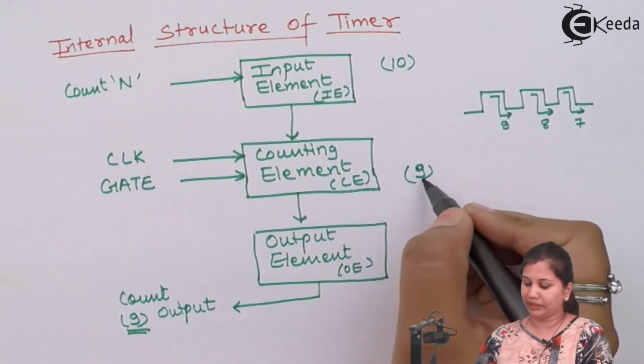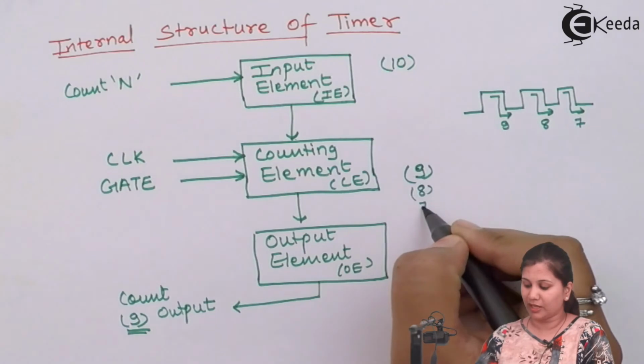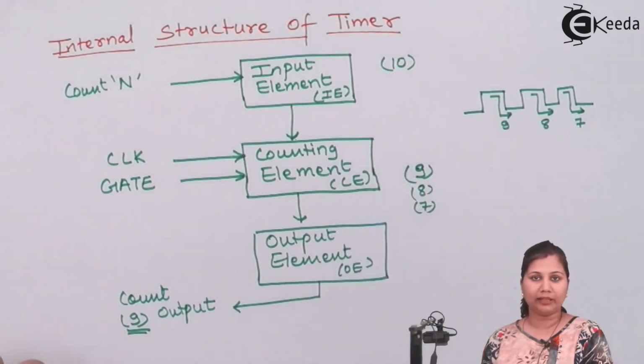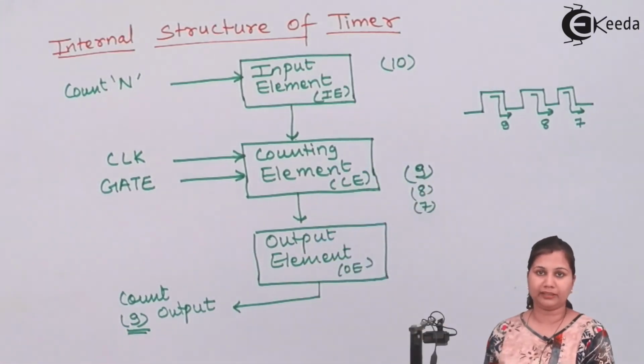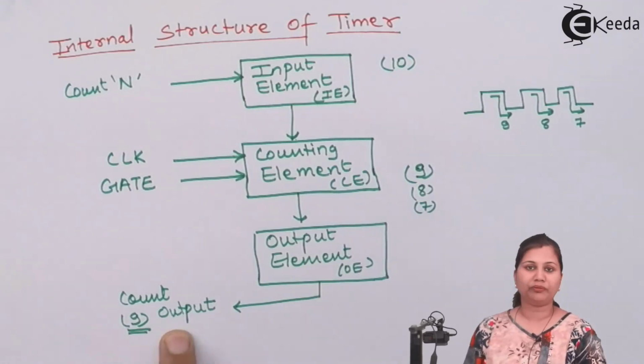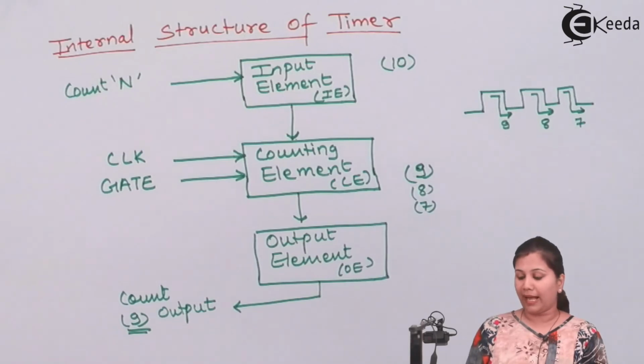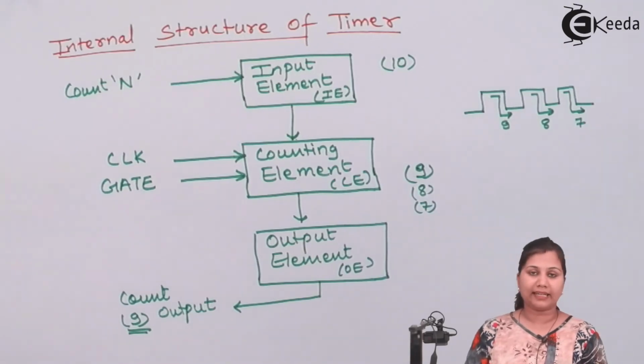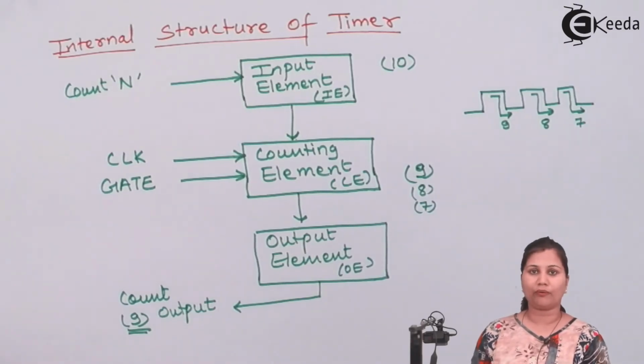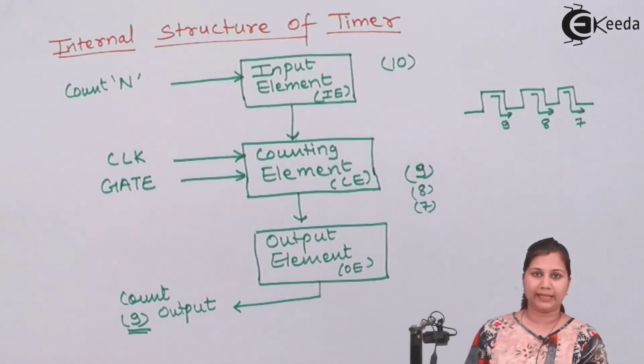So 9 will be there, then 8, then 7. So in this way, the counting element will continue decrementing the counter, but at the output we are getting the latched output, which is 9. And the microprocessor can at any time read the value of the count from this output element.